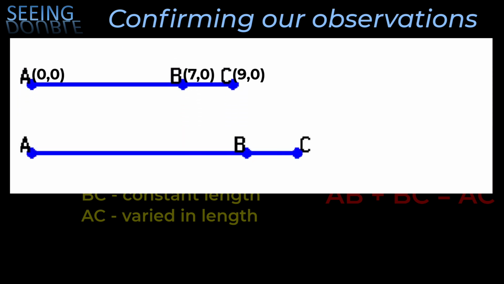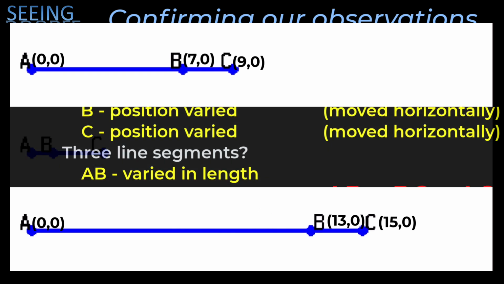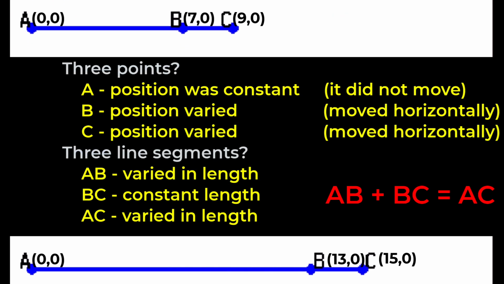This information about the location of points A, B and C at different stages of the animation confirms our observation about the points, with point A fixed in position and points B and C varying as they move left to right. The information about the points also confirms our observation about the line segments. From the information revealed, it seems that BC has a constant length of 2 units, even though B and C move, and that the lengths of AB and AC vary as points B and C move.